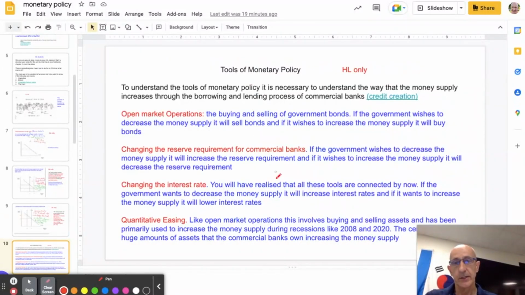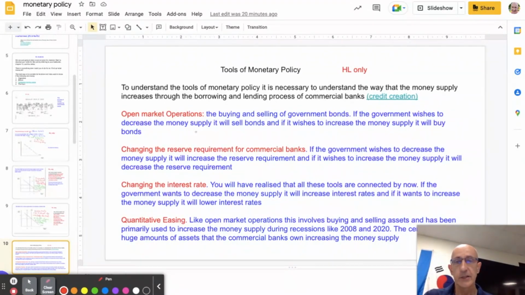So how do they do it? Well, these are the various tools of monetary policy. There's four. The first is called open market operations. This is where the government or the central bank will buy and sell government bonds. You're probably aware governments borrow huge amounts of money, and they issue what are called bonds or securities to do so. It's just an IOU, piece of paper. You buy it off the government and they promise to pay you the money back with interest.